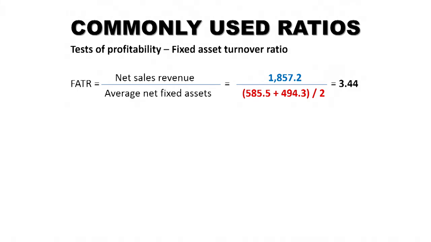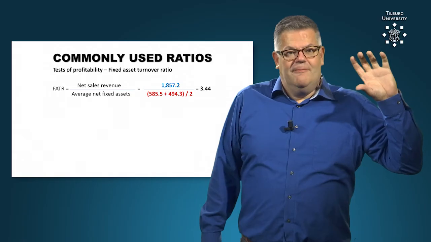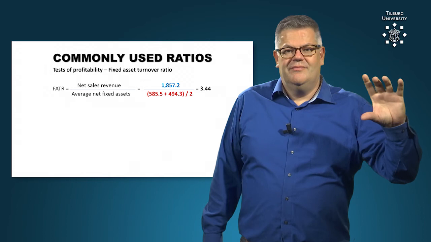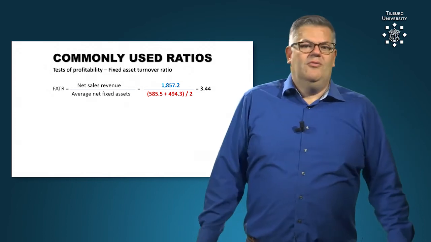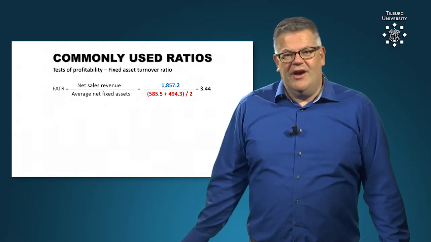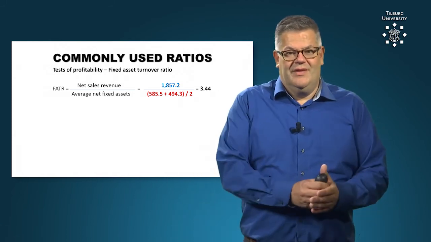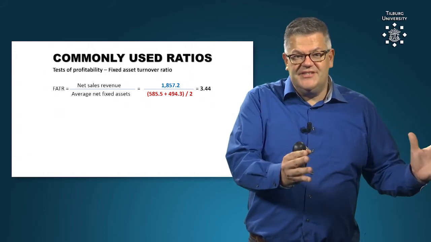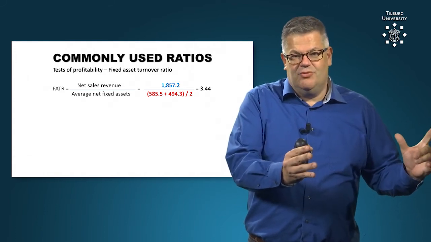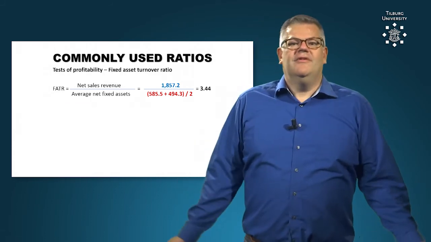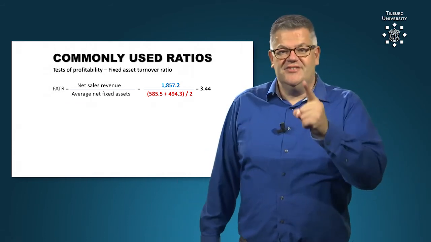So every pound sterling, dollar or euro in sales is held by 1/3 of assets. Or the other way around, you could say, if I invest on average $1 in fixed assets, that's important, that gives me $3.44 in sales or revenue.